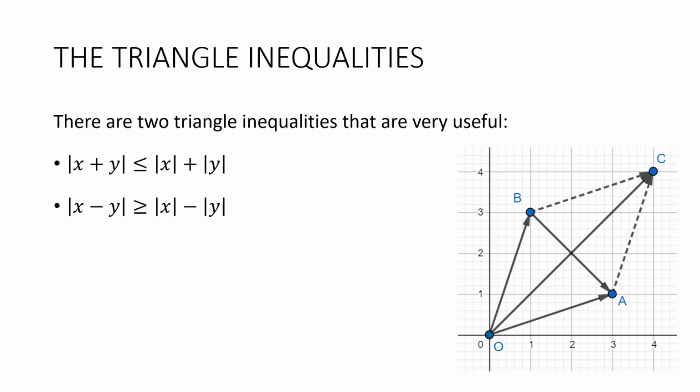Okay, let's finish off with the triangle inequalities. There are 2 triangle inequalities, and they are very useful. The first one says that the absolute value of x plus y is less than or equal to the absolute value of x plus the absolute value of y. And the second one says that the absolute value of x minus y is greater than or equal to the absolute value of x, take away the absolute value of y.